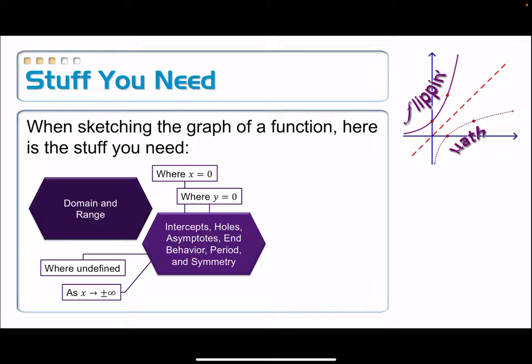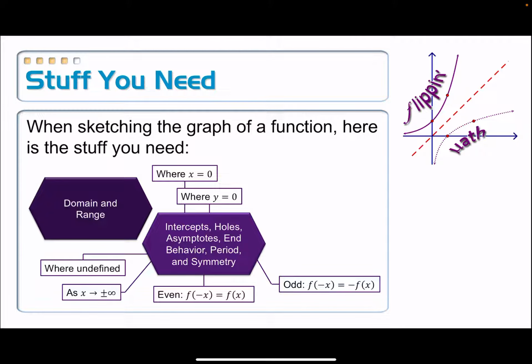We also have a period. A period happens for all of those trig functions where our function has what's called translational symmetry, where it just repeats every pi, every 2 pi, something like that. And then we have some other kinds of symmetry. We have our even symmetry and we have our odd symmetry. Talk a little bit more about those in just a second.